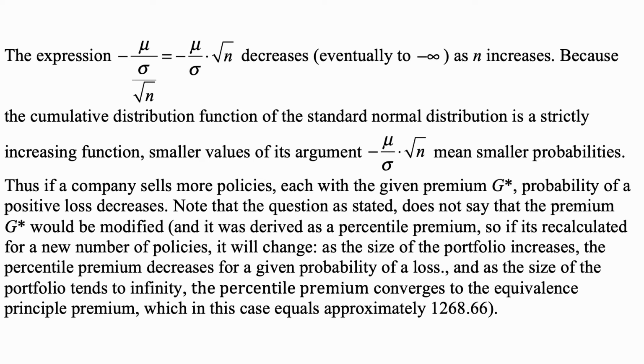Note that the question as stated does not say that the premium G star would be modified, and it was derived as a percentile premium, so if it's recalculated for a new number of policies, it will change. As the size of a portfolio increases, the percentile premium decreases for a given probability of a loss, and as the size of the portfolio tends to infinity, the percentile premium converges to the equivalence principle premium, which in this case equals approximately 1,268.66.